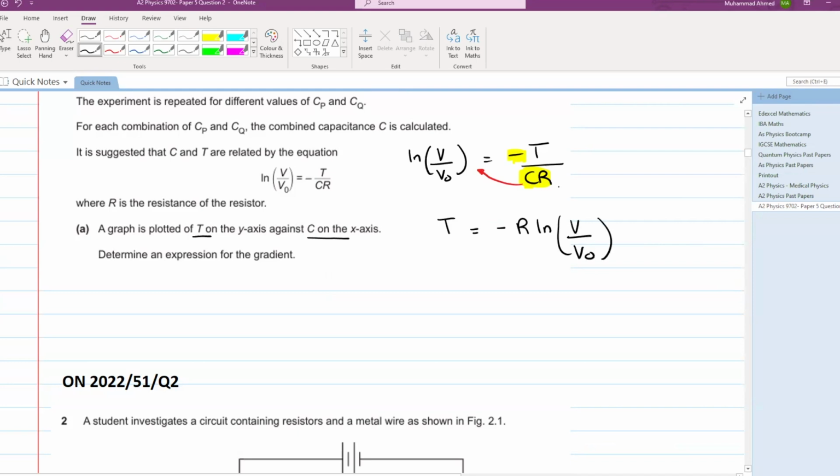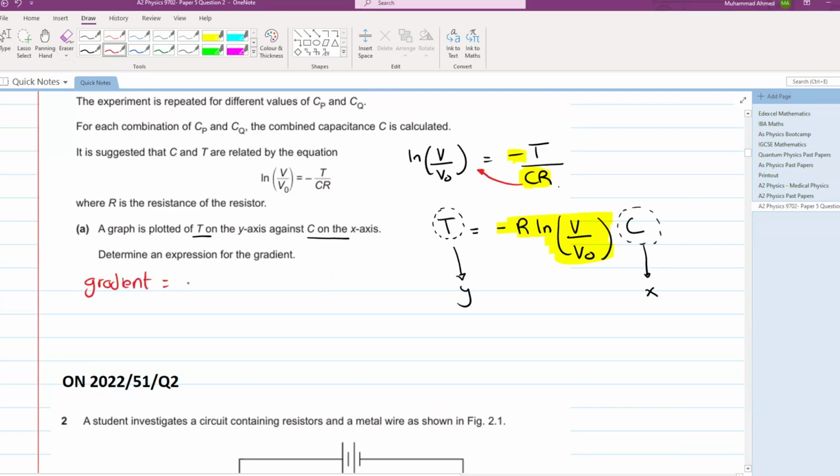And what is the remaining variable? C. If you see, your t is now plotted on the y-axis and your C is now plotted on the x-axis. Simple. What is the expression for the gradient here? Negative R ln(V over V naught). Let's write it here.